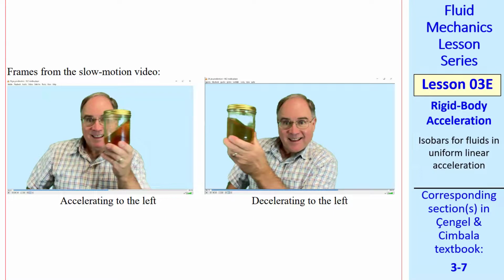Here are two frames from the slow motion video. When I was accelerating the jar to the left, the free surface tilted, just as we would predict. Capital G would be acting perpendicular to the free surface. Later on, I decelerated. Deceleration to the left is the same as acceleration to the right, and the surface tilted the other way, again with G acting perpendicular.